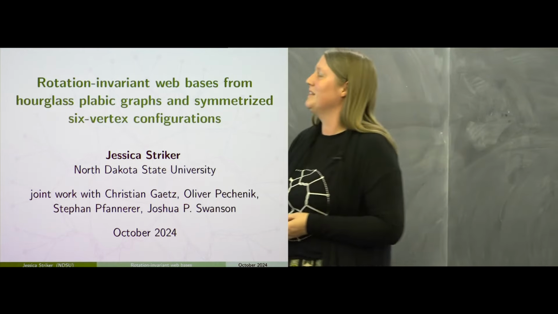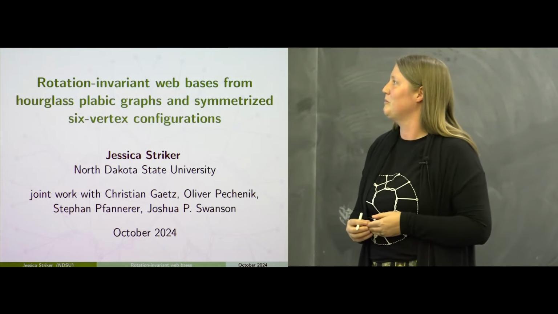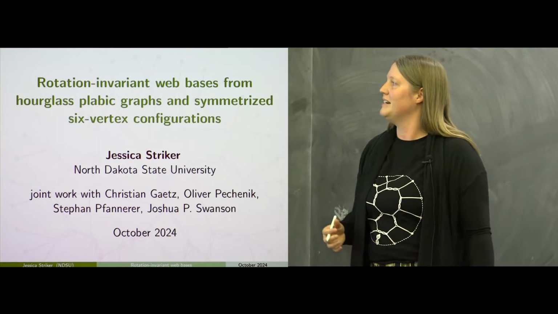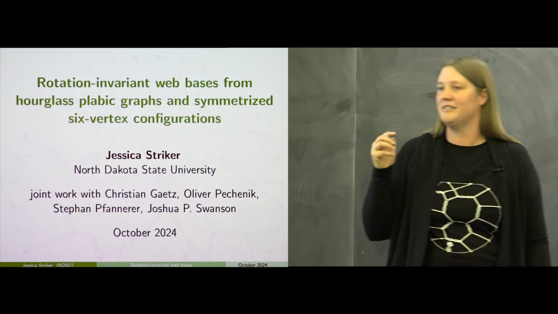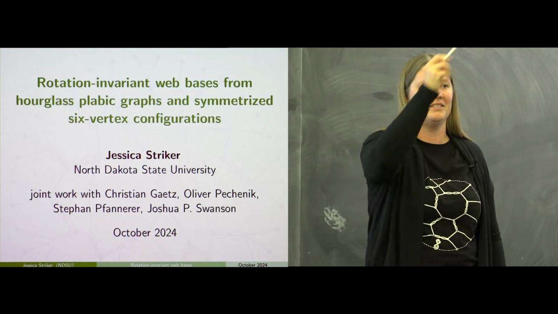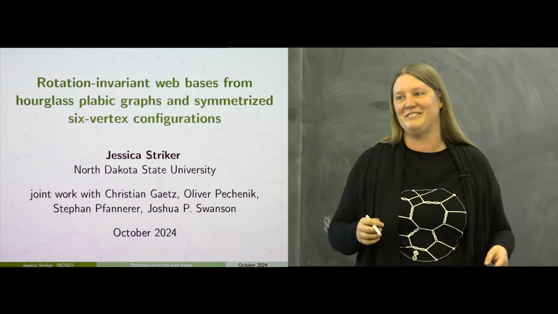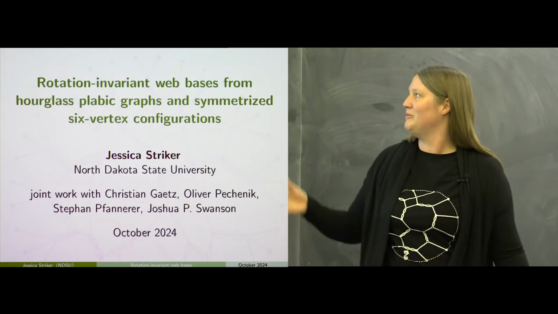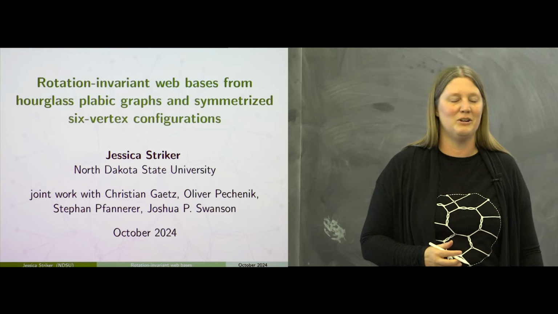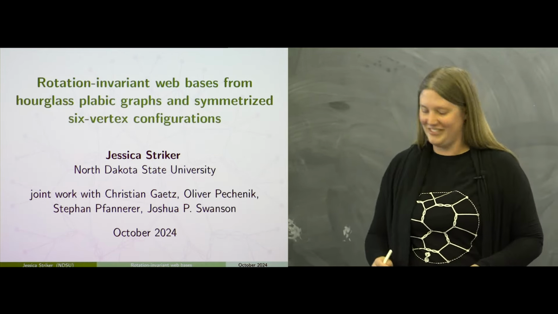And so this work that I'm going to tell you about does have a lot of words that you probably haven't seen put together before, but it's joint with Christian Gates, Oliver Pechenik, Stefan Fannerer, who's over there, and Josh Swanson, who's in the back. You can identify many of us by these cool t-shirts that Stefan made for us, which have our main new combinatorial object, an hourglass plabic graph, on it. So I hope by the end of this talk, you'll understand a little bit more about what's on our t-shirts.